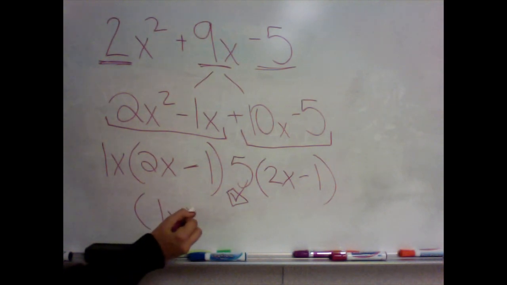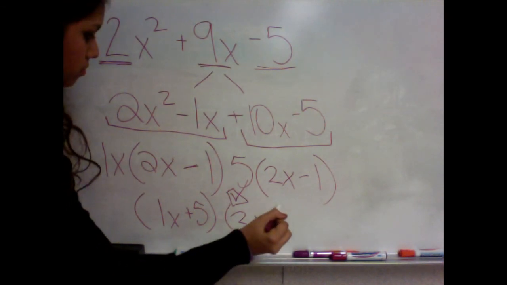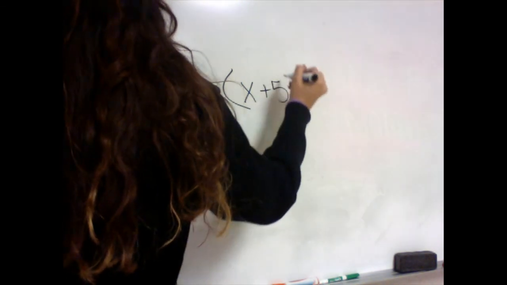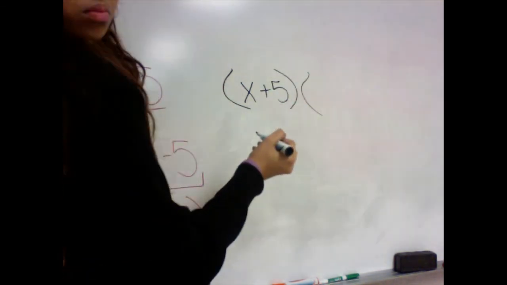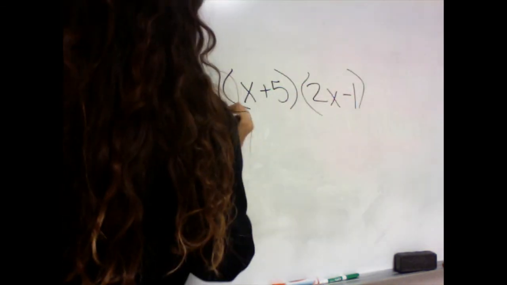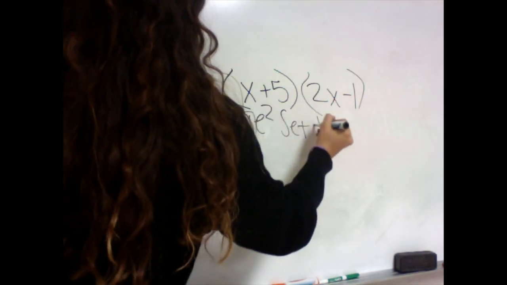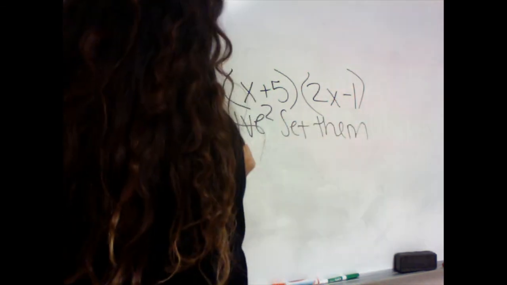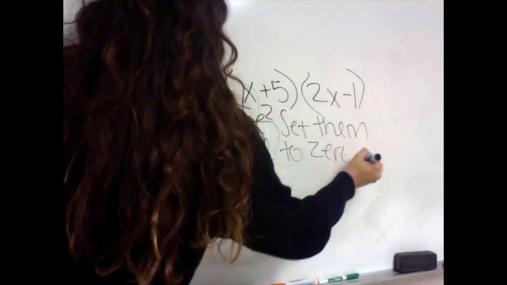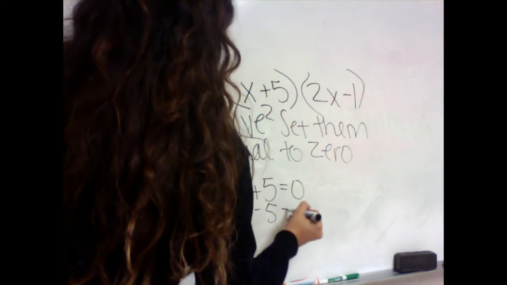What's left over is 1x plus 5, and what we have in the parentheses, which is 2x minus 1, which we know is correct because both parentheses had the same. Now, if we were to solve this, you would set these equal to 0, meaning you have your x plus 5, and you have your 2x minus 1. This is very important. You need to know that to solve, you must set them equal to 0.